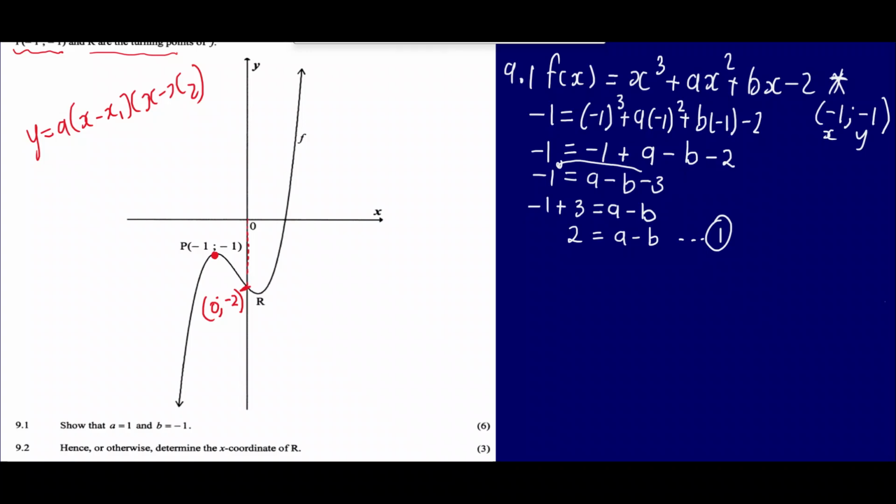So the second equation, someone can say, okay, but because we do have a coordinate, which is the turning point, which is the y-intercept's coordinate here, -2 and 0, can't we just simply substitute this coordinate there?